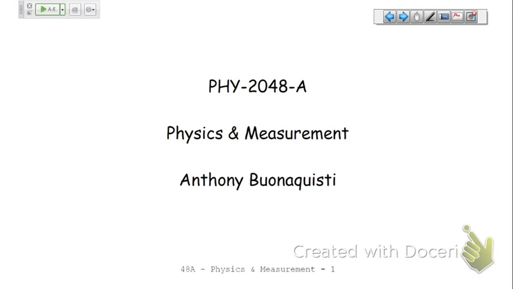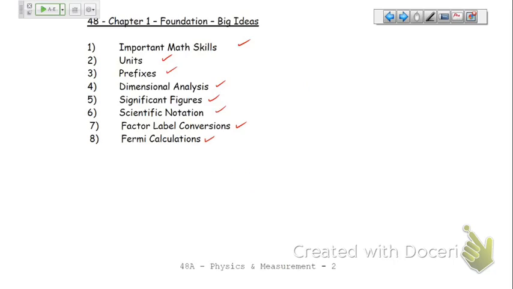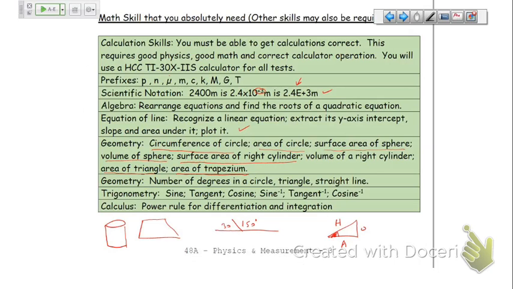So welcome. So here we are. This is physics and measurement, and basically we talked about last time some important skills, some units, prefixes, dimensional analysis, significant figures, and I think that's about as far as we got. Maybe we got to scientific notation, we'll see.